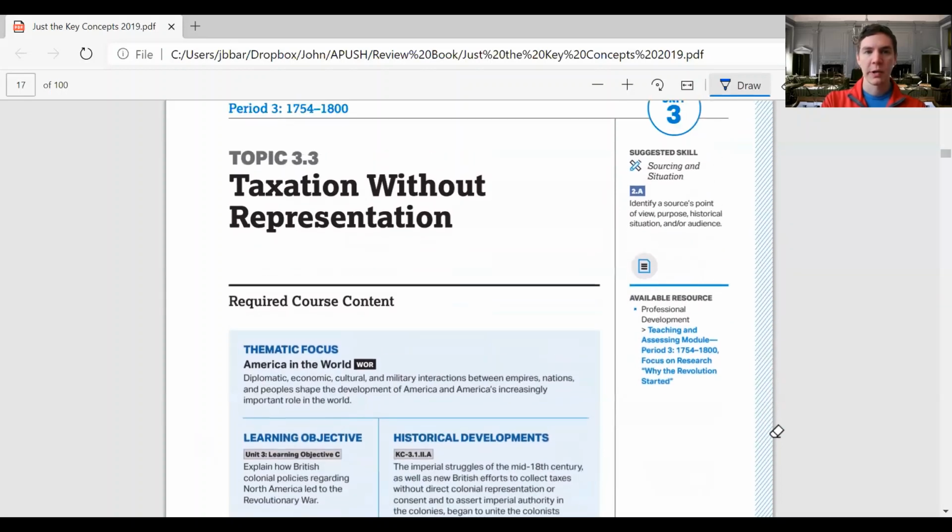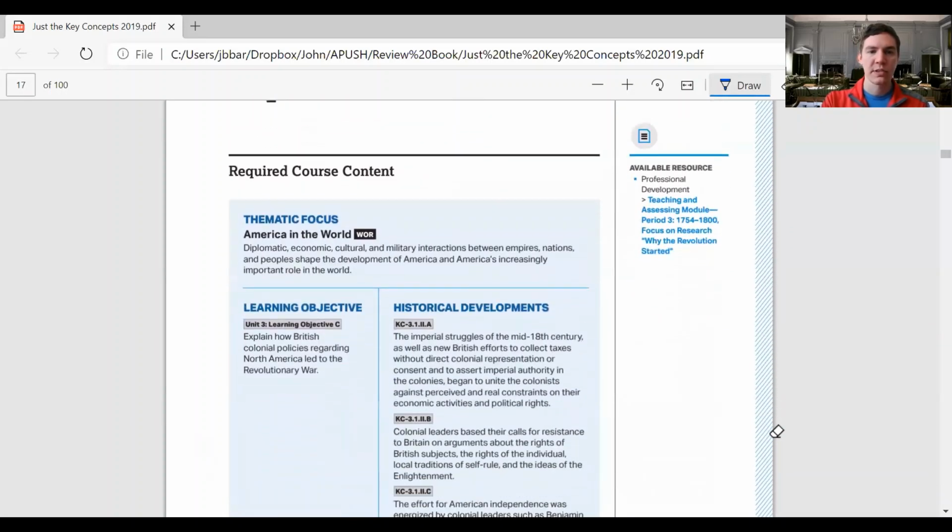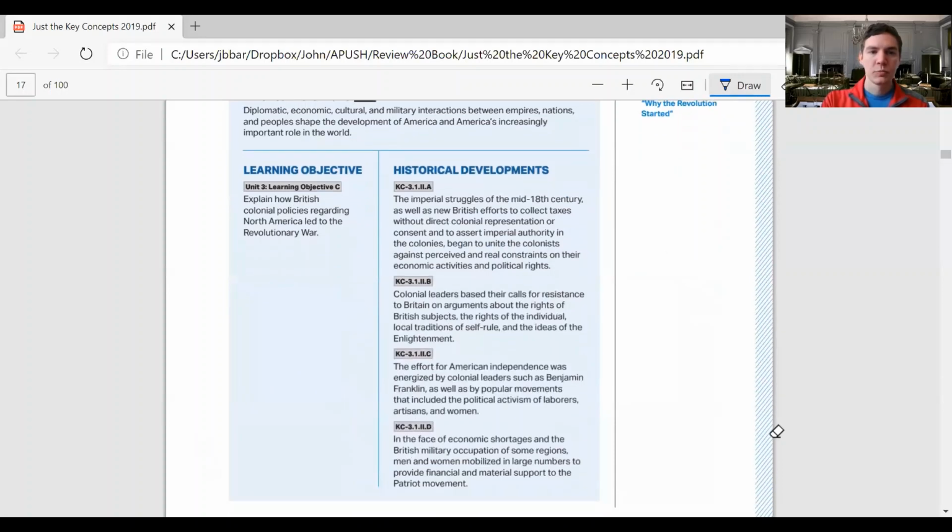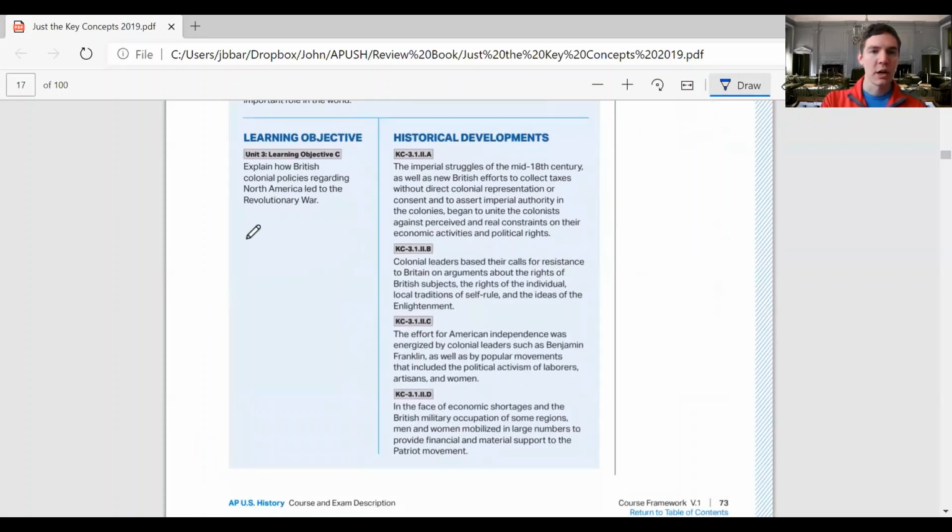Okay, so now we go down to page 17, taxation without representation. For this part, explain how British colonial policies regarding North America led to the Revolutionary War. So we've talked so far about how the British need to collect more money to pay off the French and Indian War.